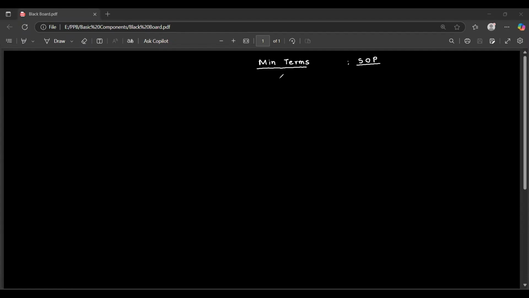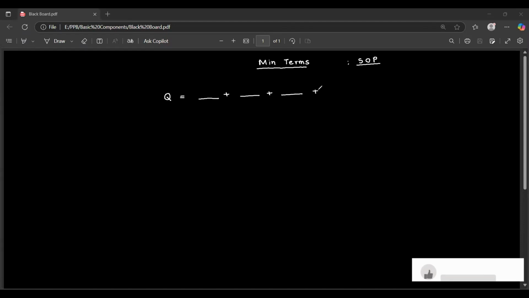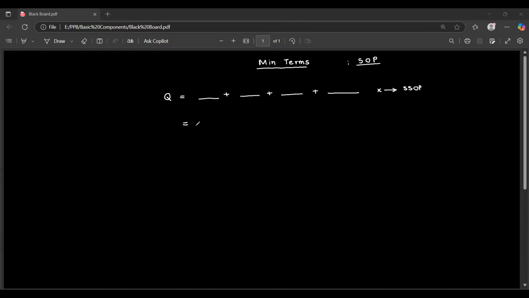What I mean by this is you will just write down a set of variable products, so this will always be in SSOP form. Then we can use the algebraic laws that we have studied, such as the distributive and complement laws, to finalize the simplified form. The first step will always be the standard sum of products form.